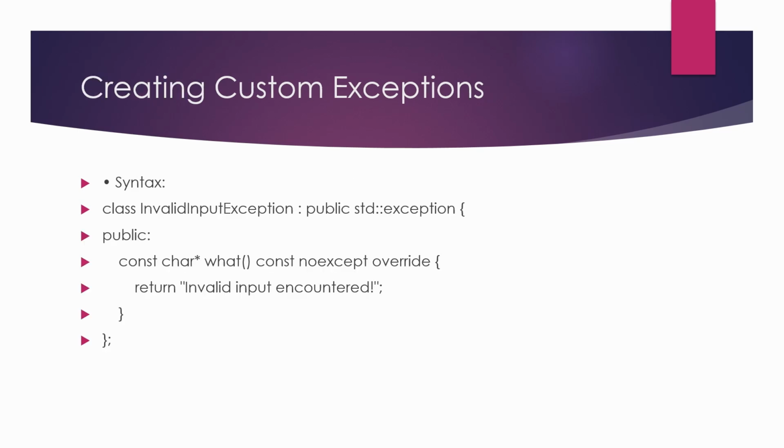To create a custom exception, we define a class that inherits from std::exception and overrides the what method. This method returns a custom error message when an exception is thrown. In this case, our custom exception, invalid input exception, returns the message "invalid input encountered".